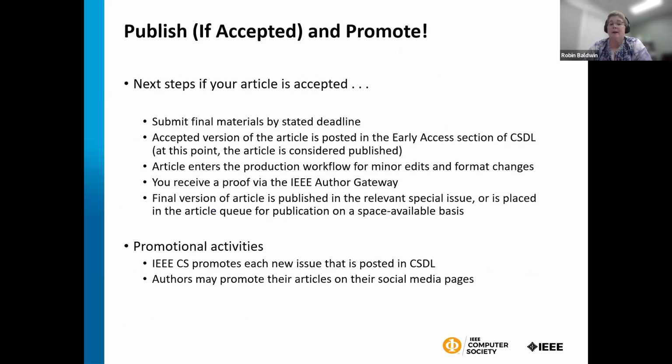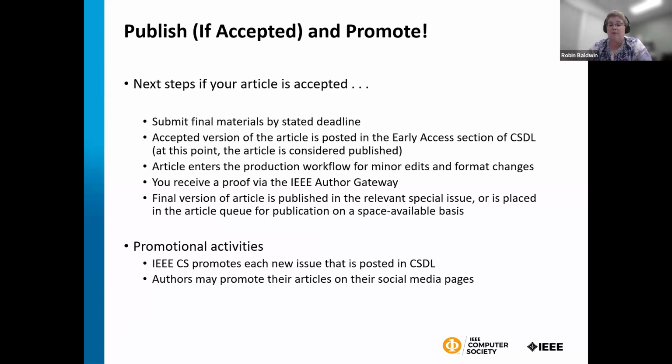So next steps, after your article is accepted, you'll be asked to submit final materials, and there'll be a deadline. So getting those in by the deadline is always appreciated. The accepted version of the article, which is the one coming out of ScholarOne Manuscripts, is the one that's posted in the early access section of CSDL as well as Xplore. So at that point, the article is considered published. It is the version of record until the article is finalized and published in a specific issue.